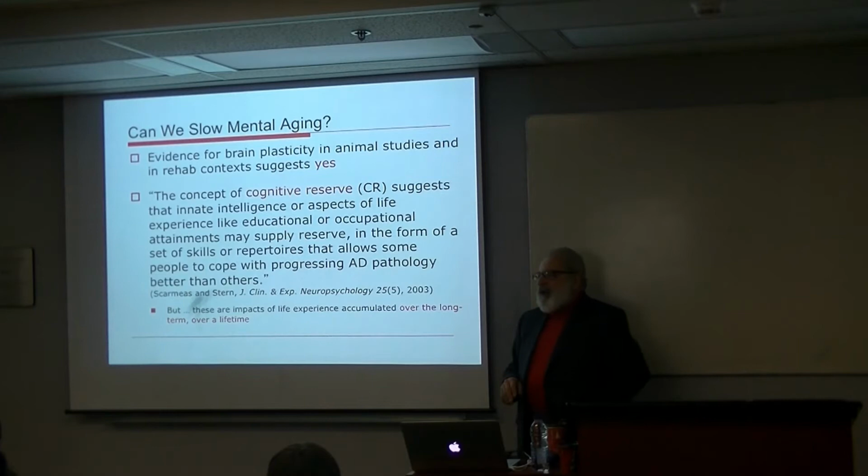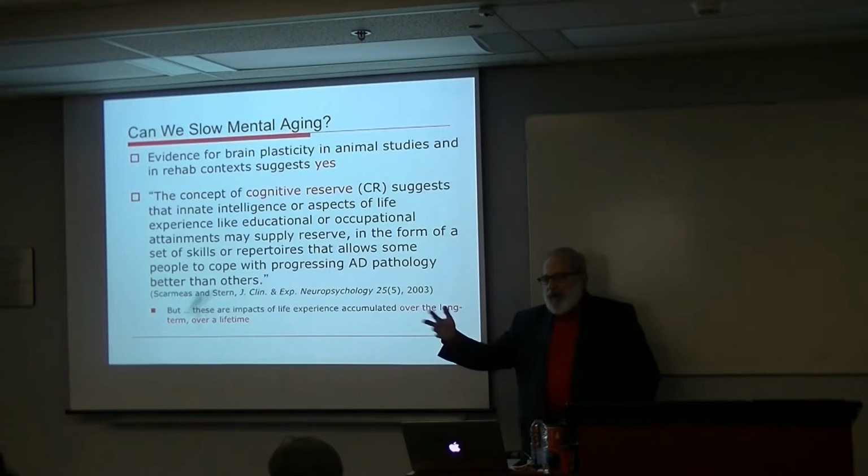So the question is, can we in fact delay mental aging? And there's the good news and the bad news. The good news is that the relatively new science of neuroplasticity says that the brain is far more plastic and resilient than we used to think. And for example, if someone suffered a brain injury, and you've seen examples in the last few years of political figures, both in the US and abroad, who suffered serious brain injury, who have or are recovering in one way or another.